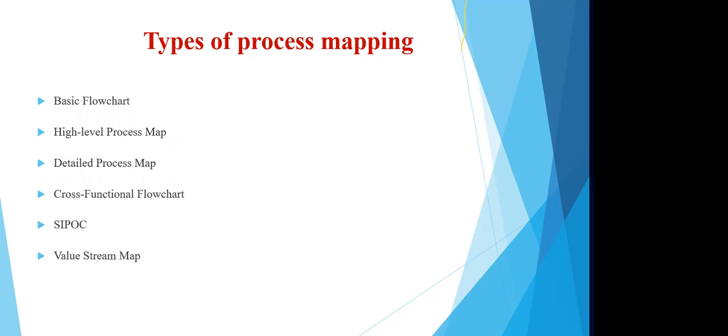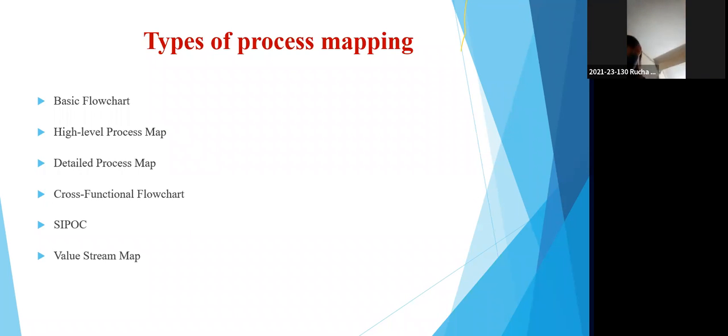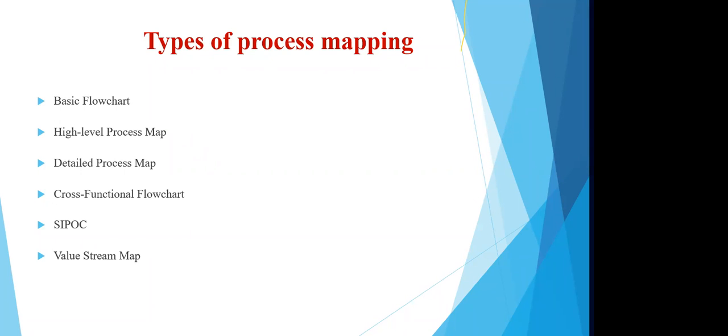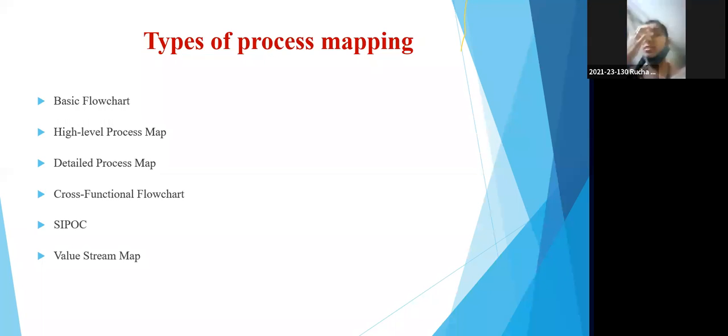Then we look into a cross-functional flowchart. So as the name suggests, a flowchart that shows the relationship between process steps and the functional units, the manner in which the different functional units are attached to the process. Okay, that is the team or maybe department.